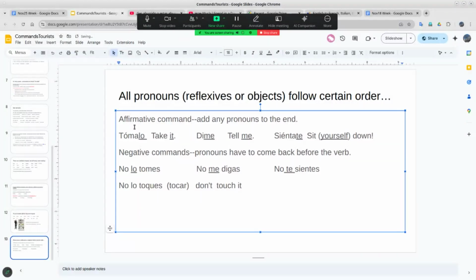Don't touch it, okay? But the lo has to be up front, right? Because it's a negative command. So that's what that does. Bien? Got it? Okay. Bien. ¿Hay alguna pregunta? Is there any kind of question?